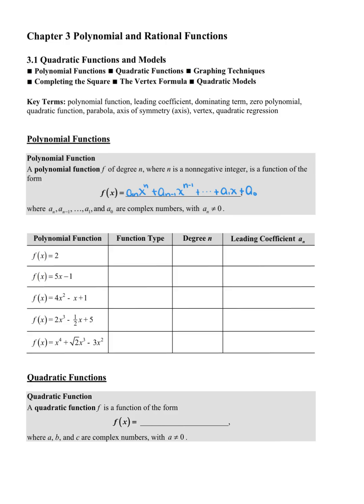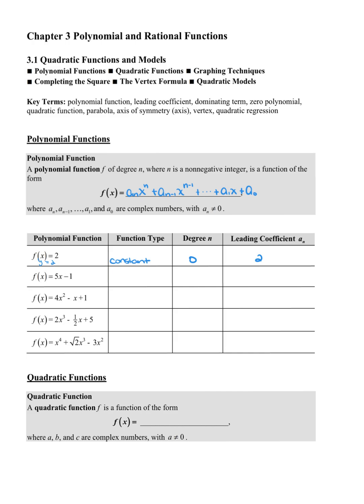If you're given the polynomial function f of x equals 2, that's a constant function because it's like y equals 2, and it's a horizontal line. So this is a constant function. It has degree 0. The leading coefficient would be 2. If it was f of x equals 5, the leading coefficient would be 5.